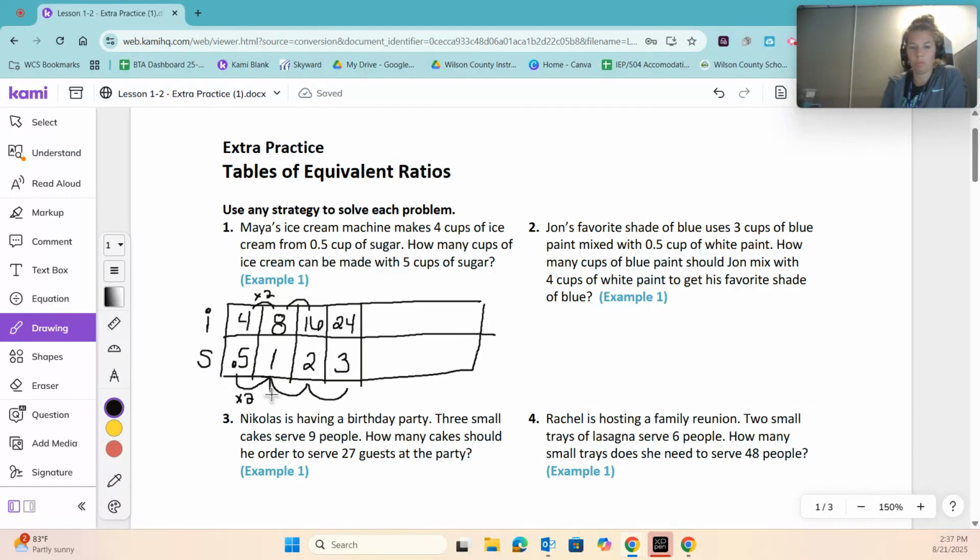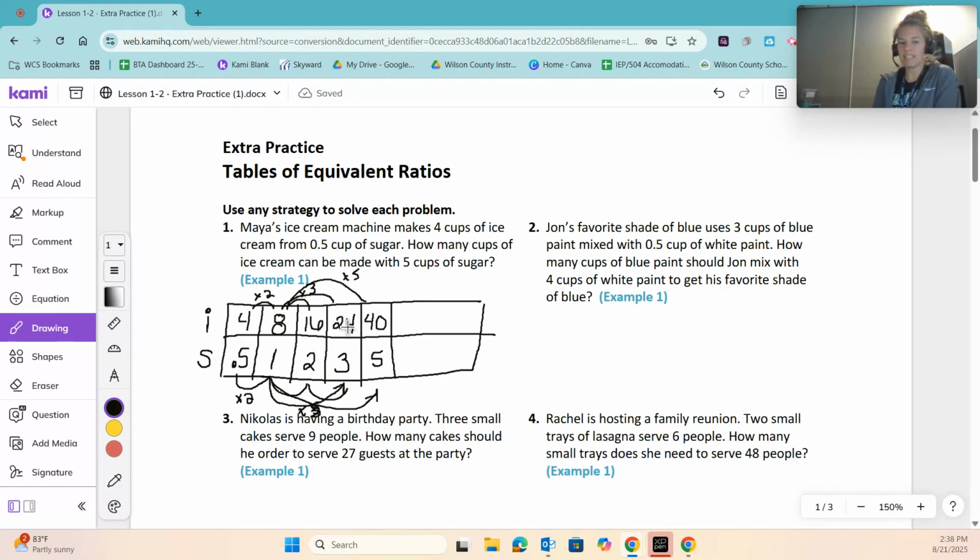We could also go from 1 to 3 directly by multiplying by 3. 1 times 3 is 3, and then 8 times 3 is 24. And where I was going with that last thought is 1 times 5 is 5, which means 8 times 5 would give me the total number of 40 cups of ice cream for 5 cups of sugar.